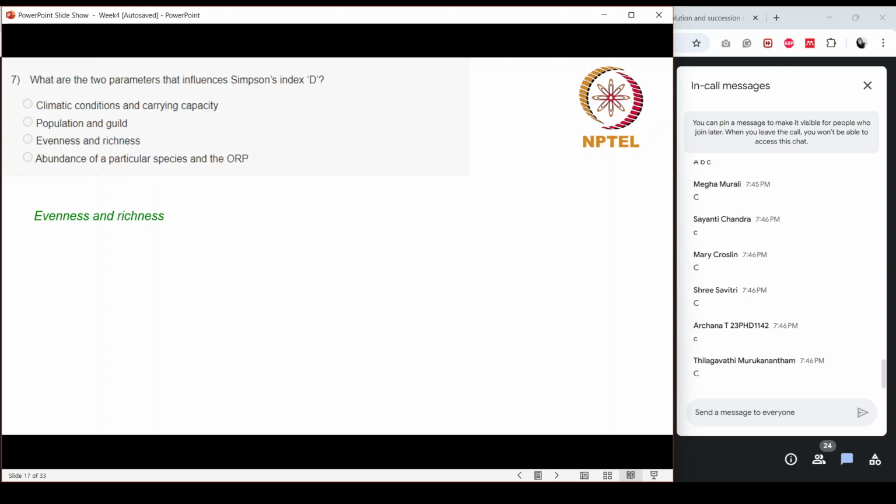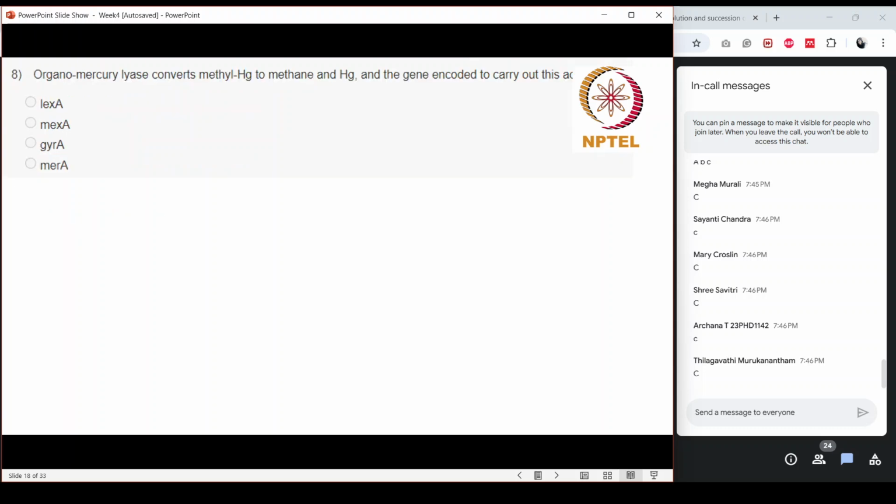So the answer is evenness and richness. Organomercury lyase converts... When we say ASE, anything which ends with ASE is an enzyme. So organomercury lyase, which is an enzyme, converts methyl mercury (methyl Hg) to methane and mercury.